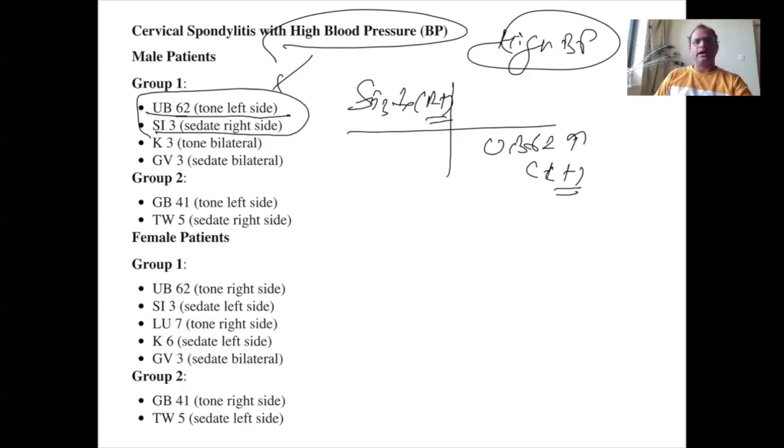Person is coming with neck pain or cervical spondylosis, spondylitis. So the remaining points will remain the same: K3, tone bilateral, and governing vessel 3, sedate bilateral.